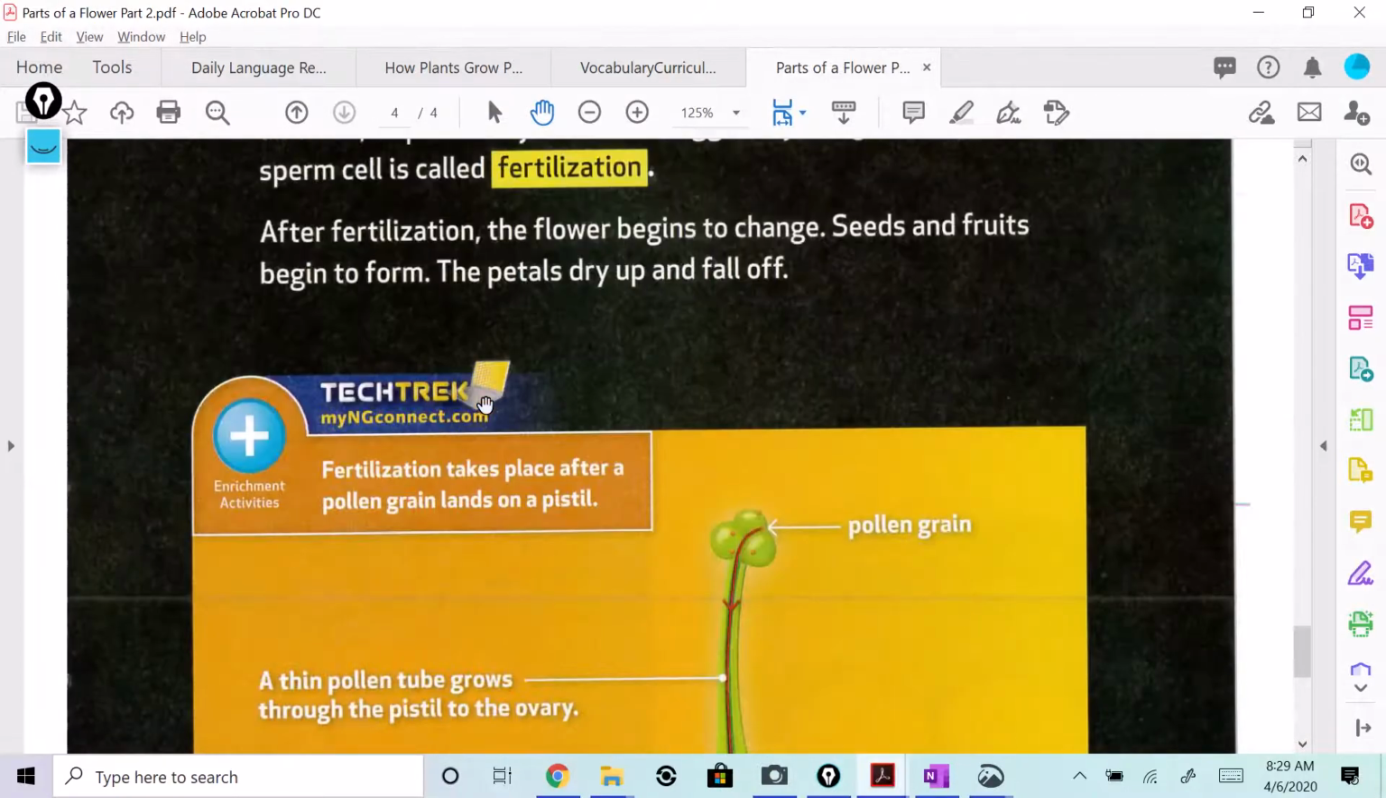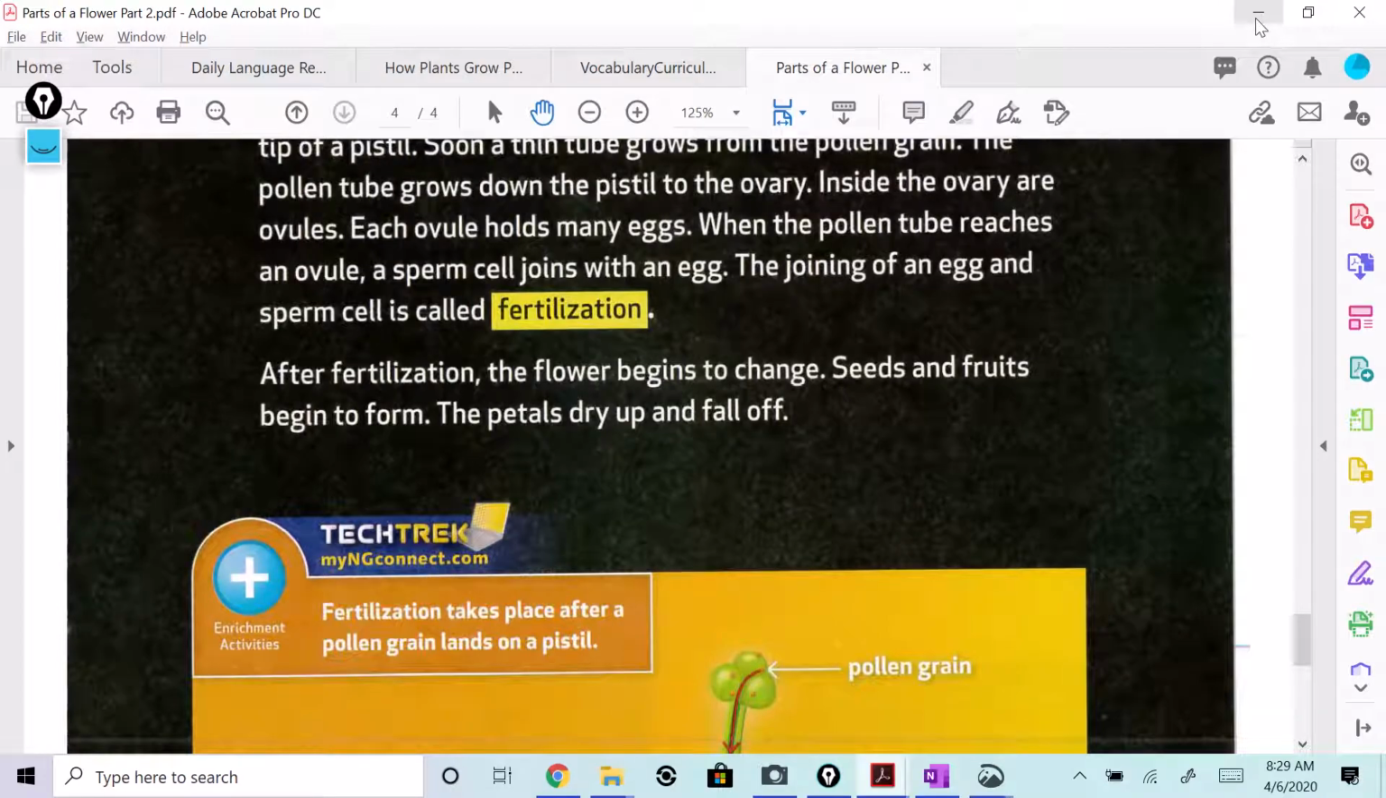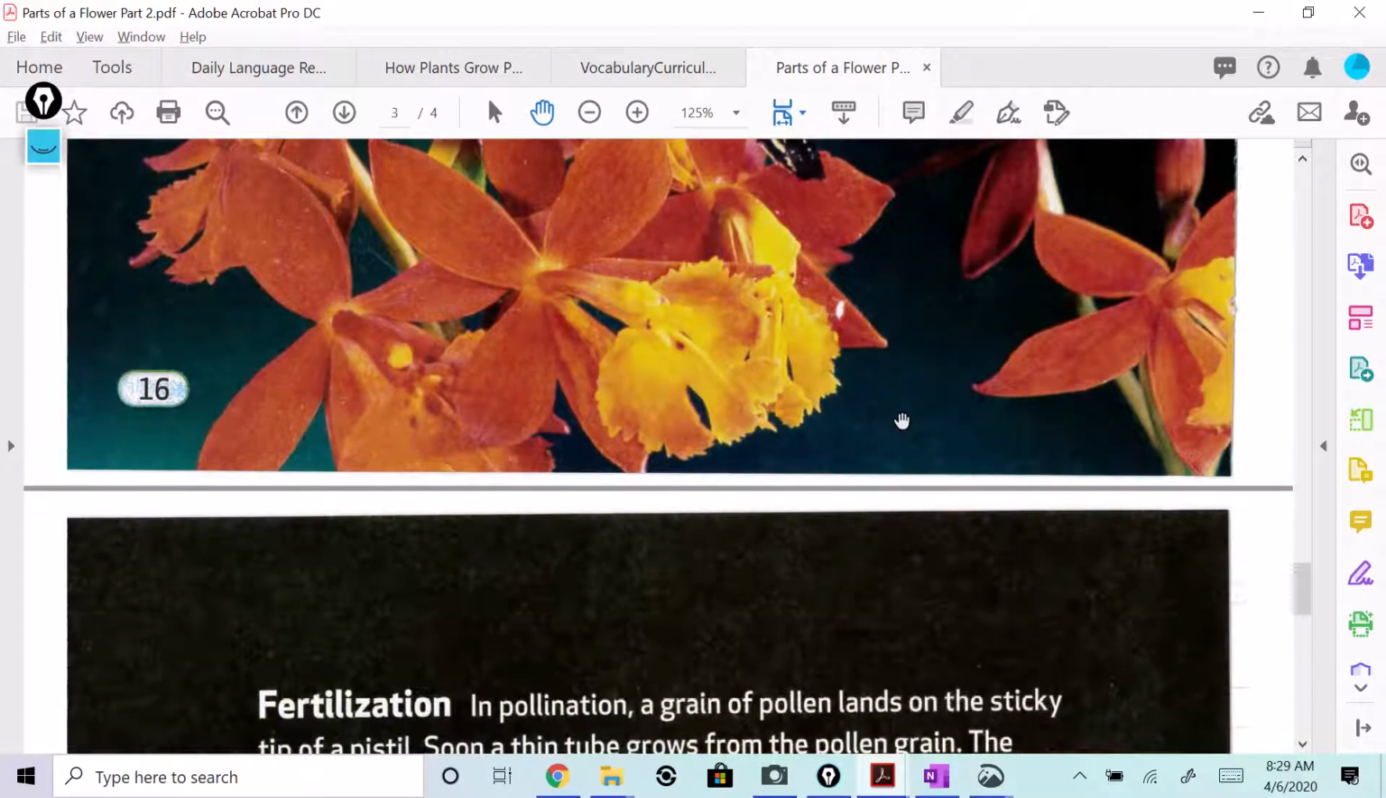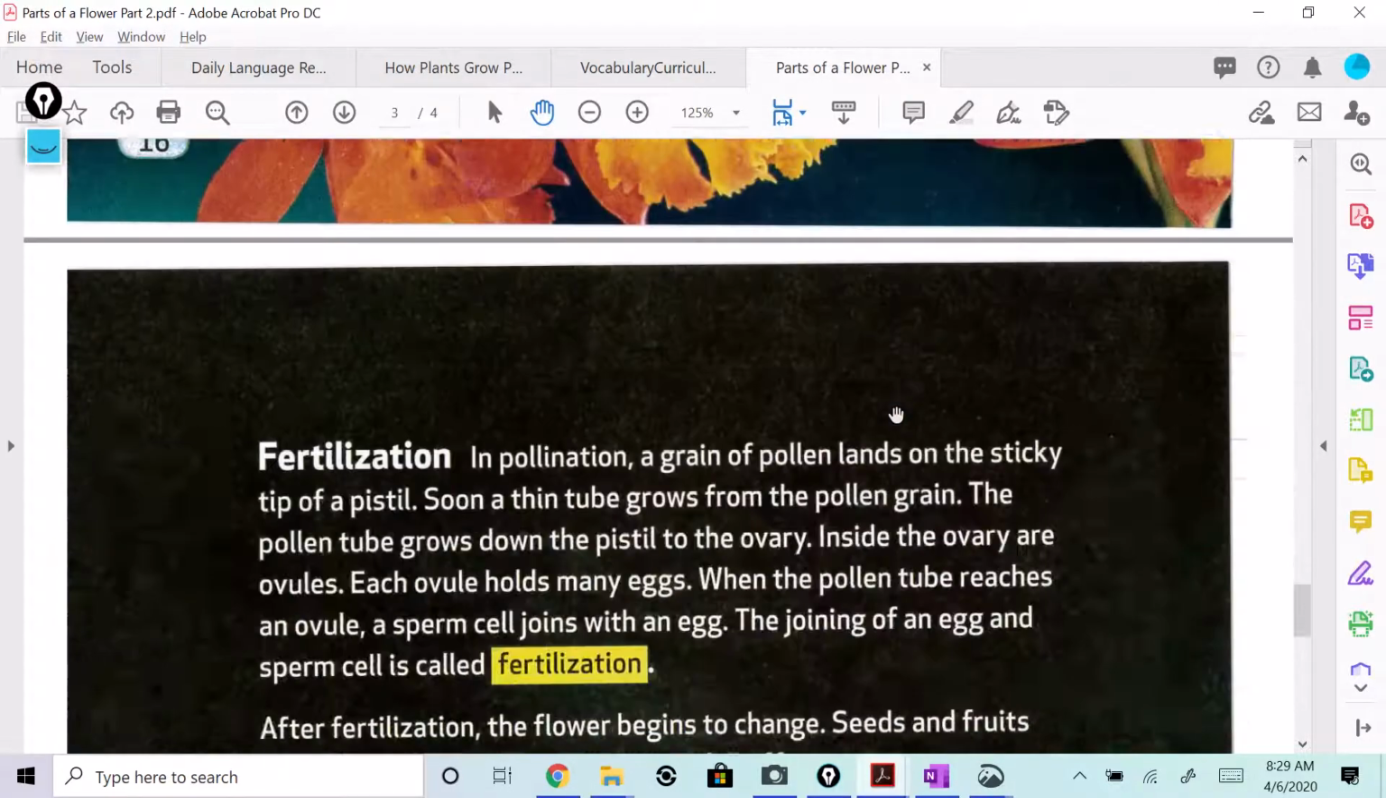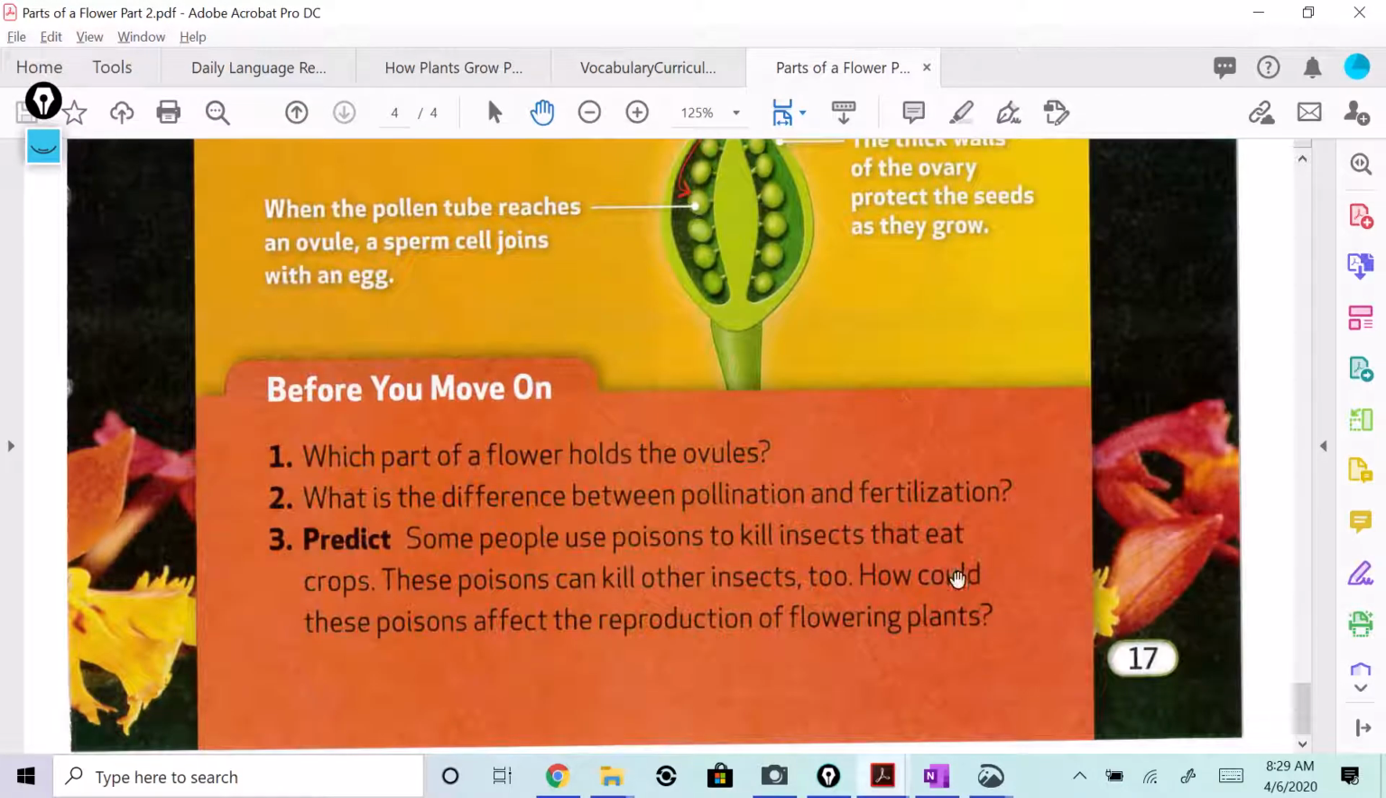I'll go into that in my daily directions. You'll have a Google form that you're going to fill out, and I'll show you that on my daily directions.